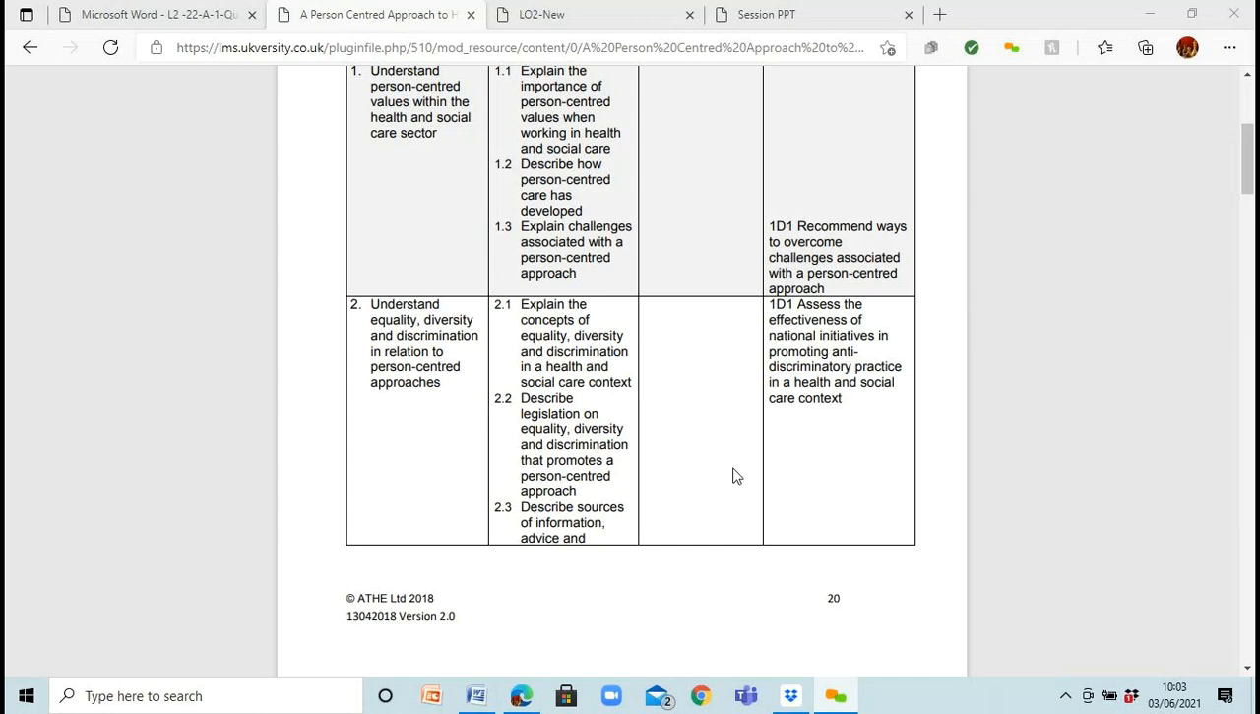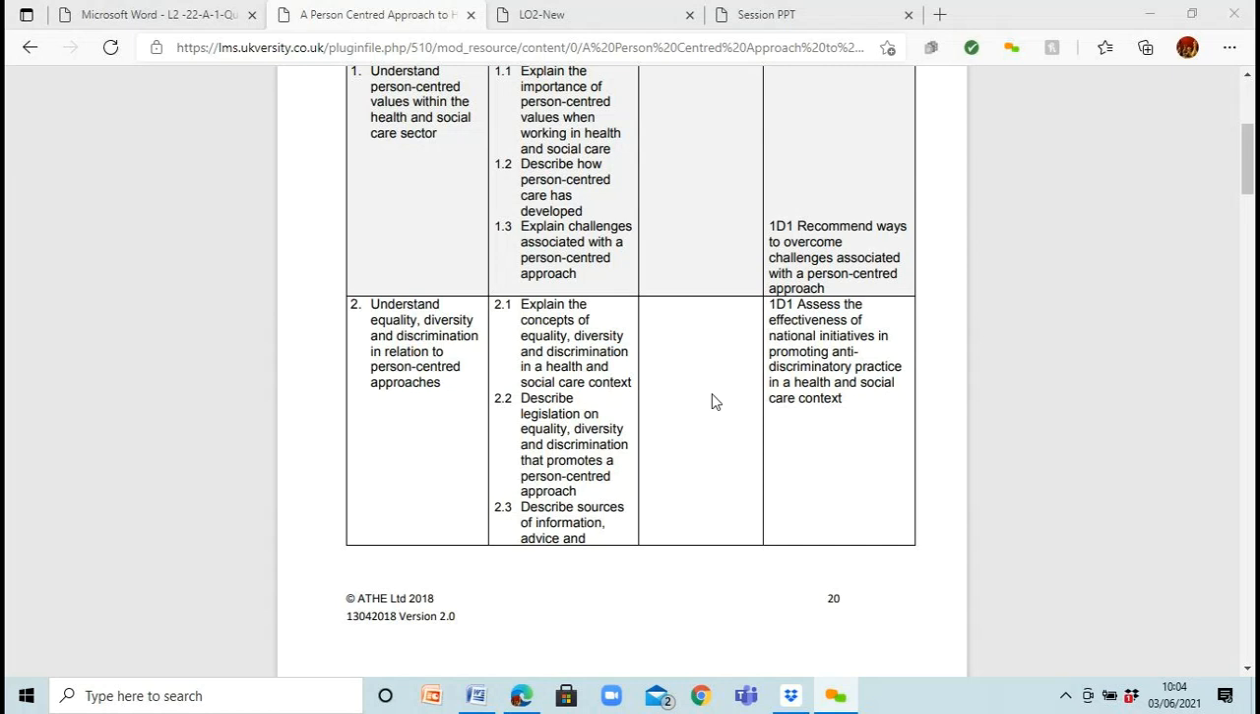Now, there are 4 assessment criteria in here, 3 for the pass and 1 for the distinction. So 2.1, explain the concepts of equality, diversity, and discrimination in a health and social care context. So here we're just going to write down what is equality, what is diversity, what is discrimination. So it's nice and simple.